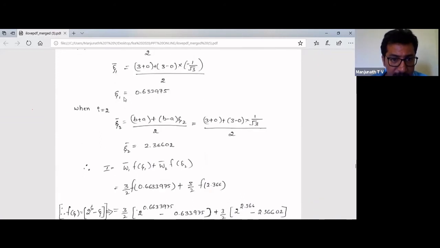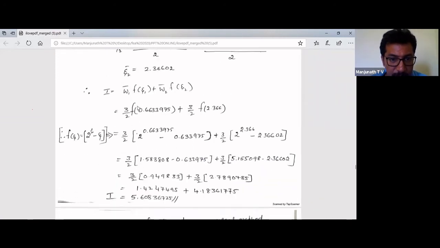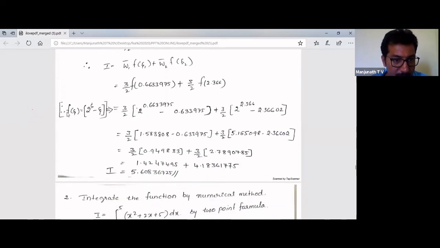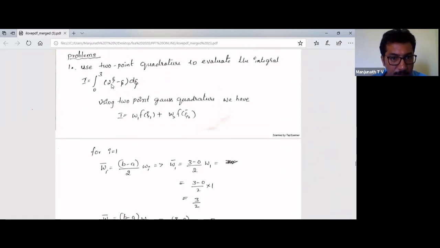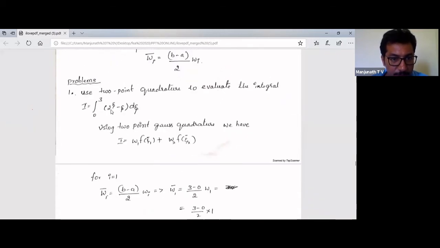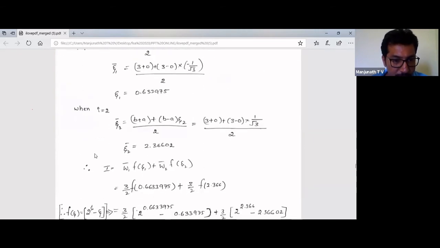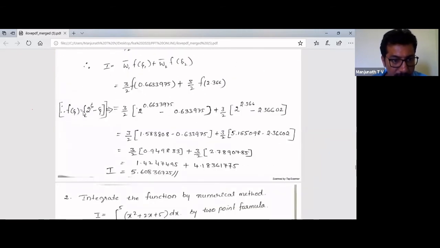Then just substitute here the W1 dash and W2 dash values. We have got only zeta 1 dash and zeta 2 dash values here, so we have to calculate f of zeta 1 dash and also f of zeta 2 dash. So how are you going to calculate that? Just see here. The function here we have got in the formula is 2 to the power of zeta minus zeta d zeta. So the function f of zeta is 2 to the power of zeta minus zeta, so you use it here.